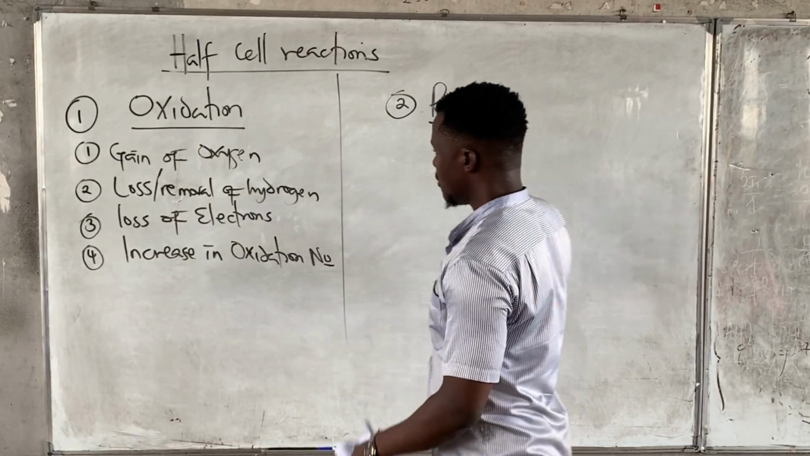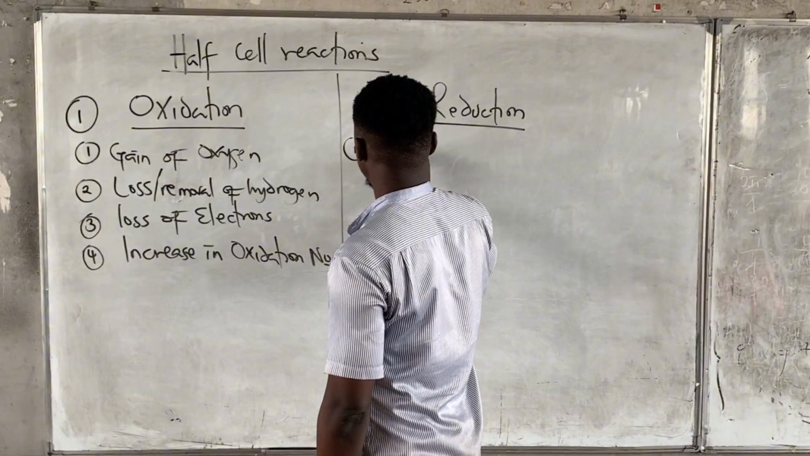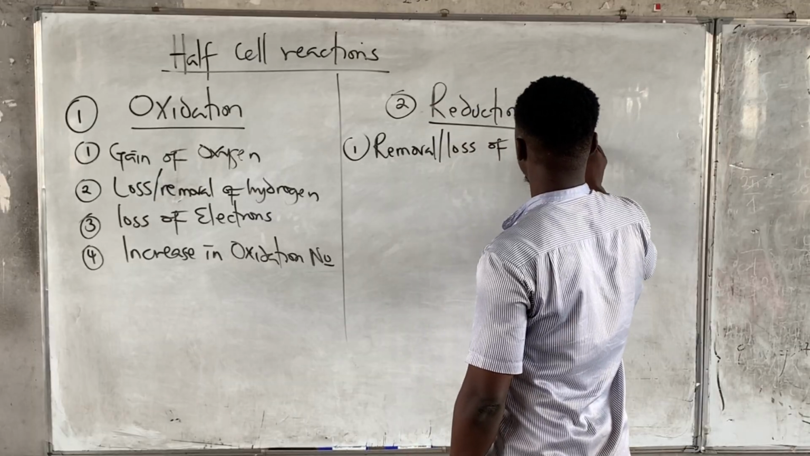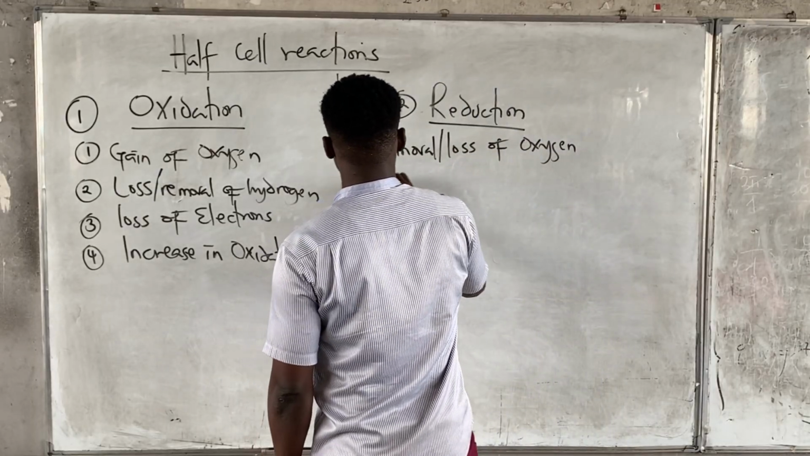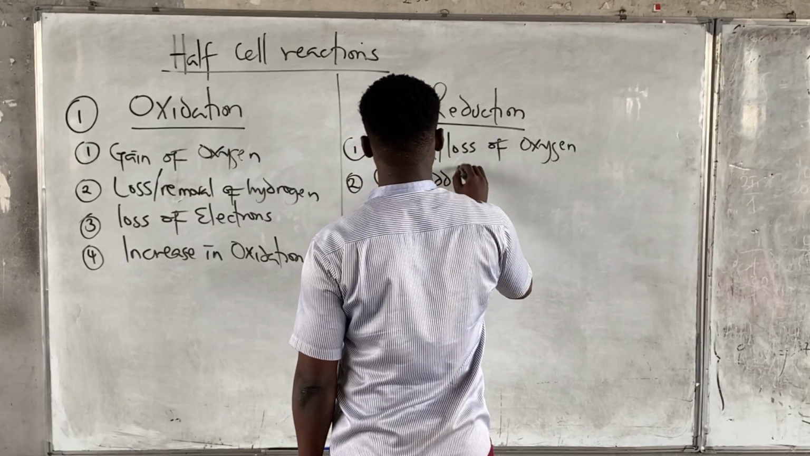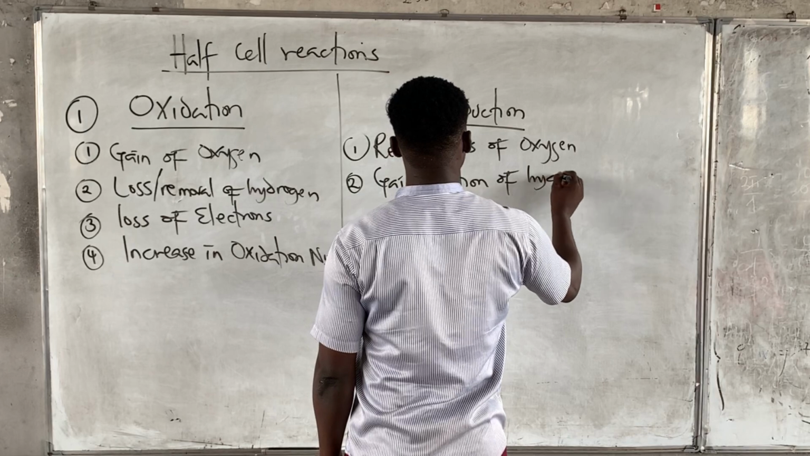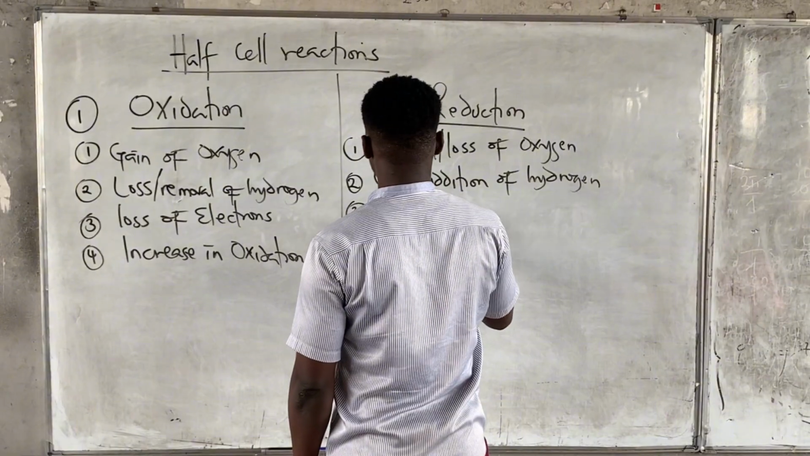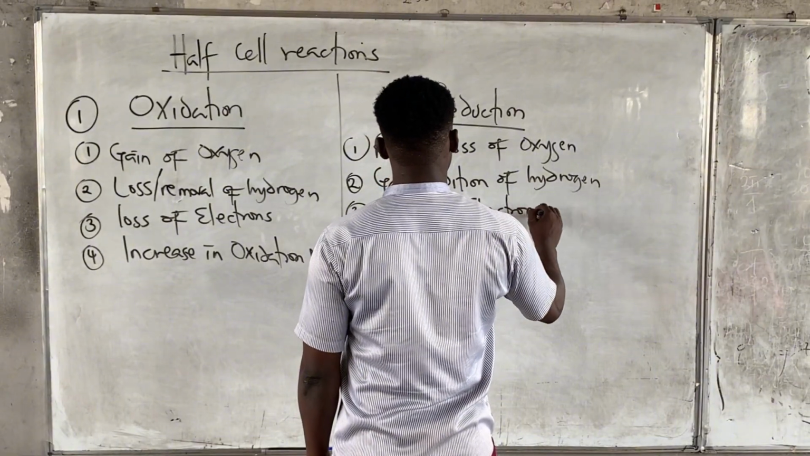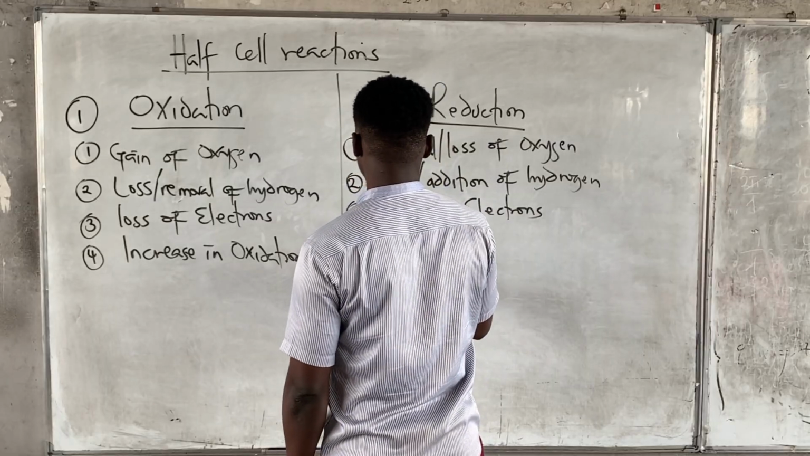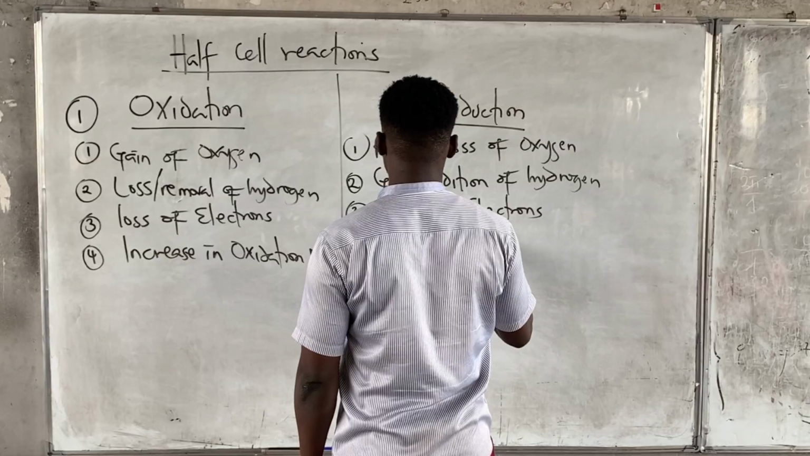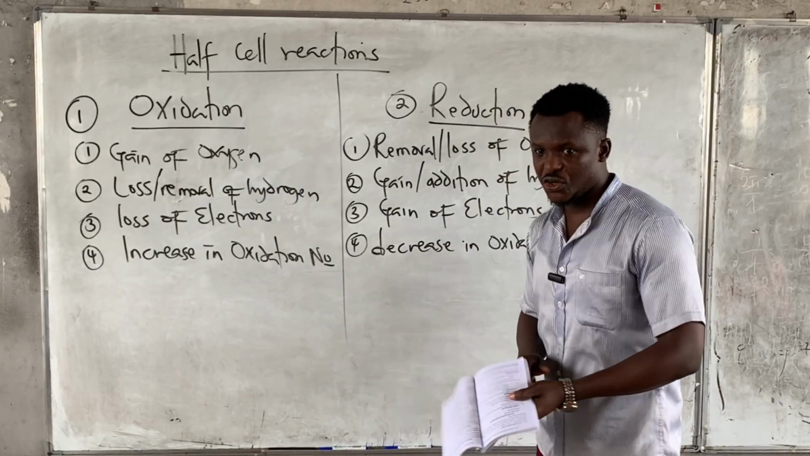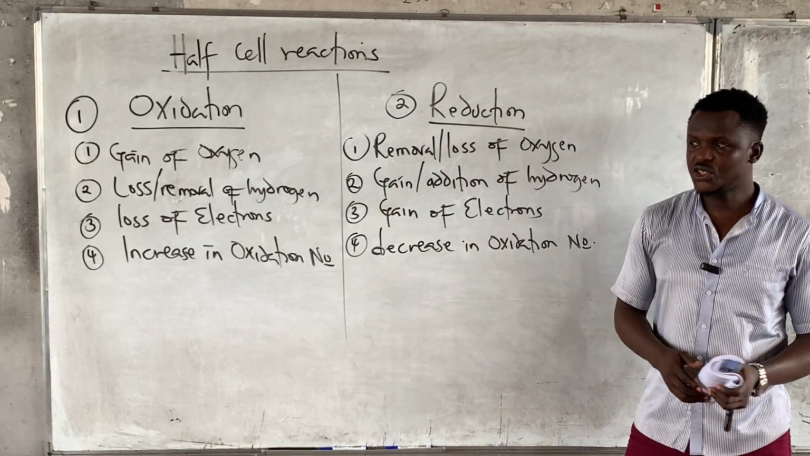So in this case, for reduction, we have removal or loss of oxygen, gain or addition of hydrogen, gain of electrons, decrease in oxidation number. So these are basically how we can define oxidation and reduction.